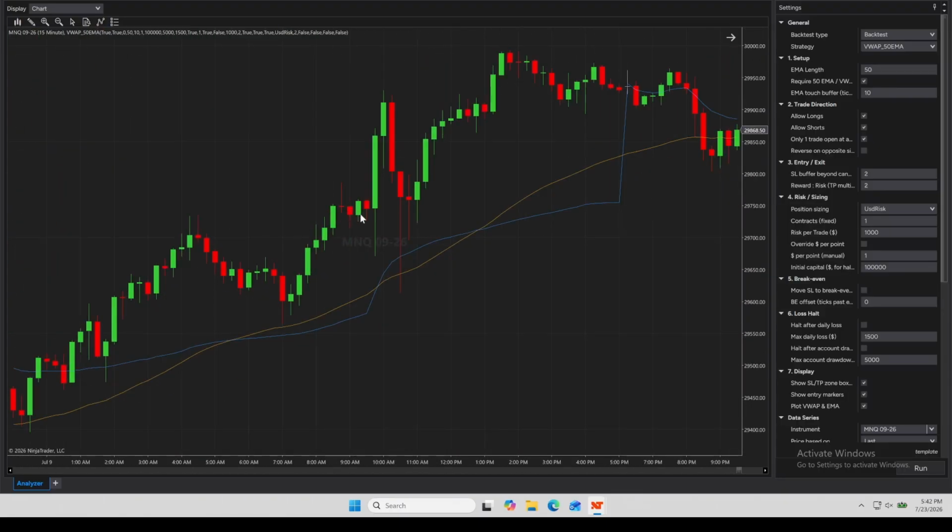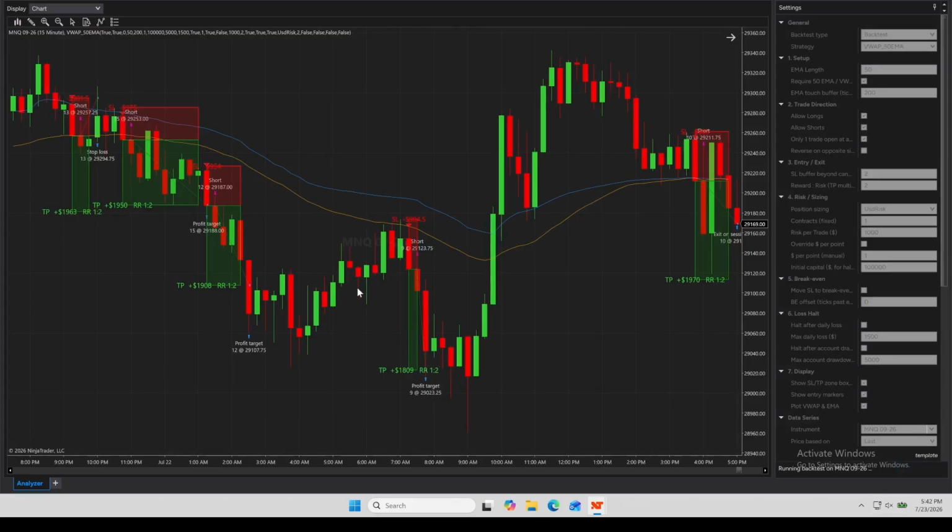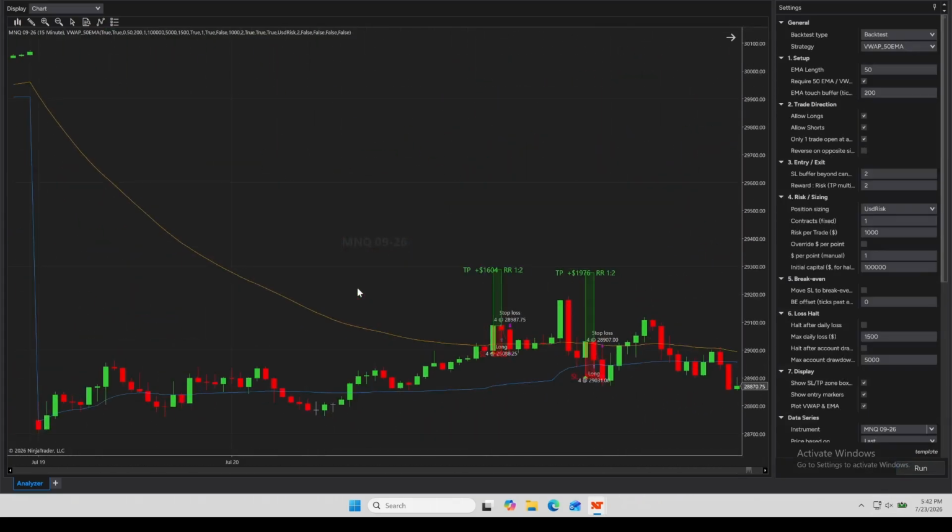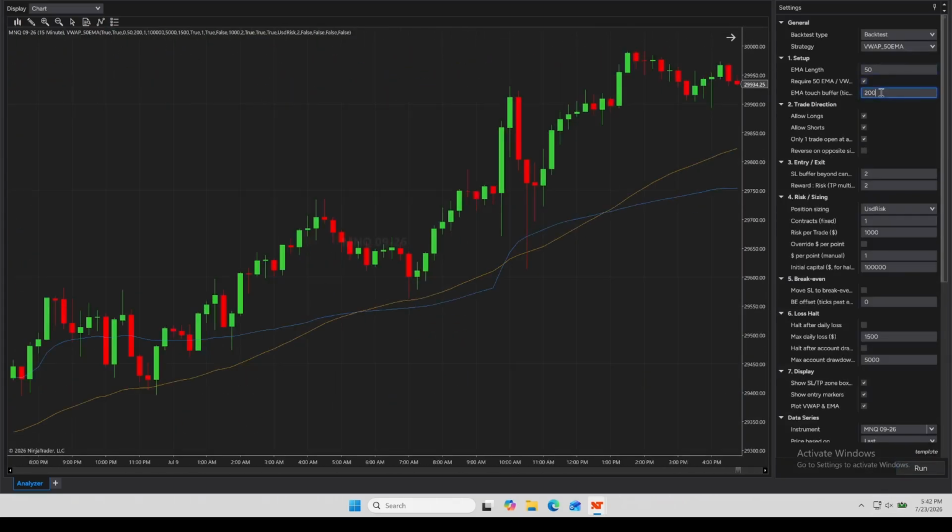There was no trade here, but if I were to increase this to, let's say, 200, it may actually take those kind of trades. Let's see, still didn't take. I would have to increase this even more. But ideally, the more you increase this, it would potentially take this trade right here.